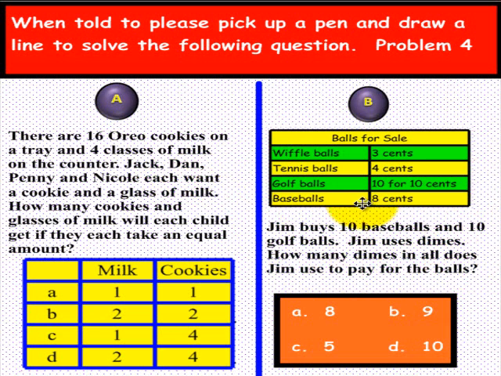Let's see if your answer equals ours. We had chosen letter C, 1 glass of milk and 4 cookies per person. And for this one, we have 10 baseballs and 10 golf balls. Well, the golf balls are pretty easy. You get 10 for 10 cents. And the baseballs, we have to get 10 of them for 80 cents. So we are going to need 9 dimes or 90 cents.